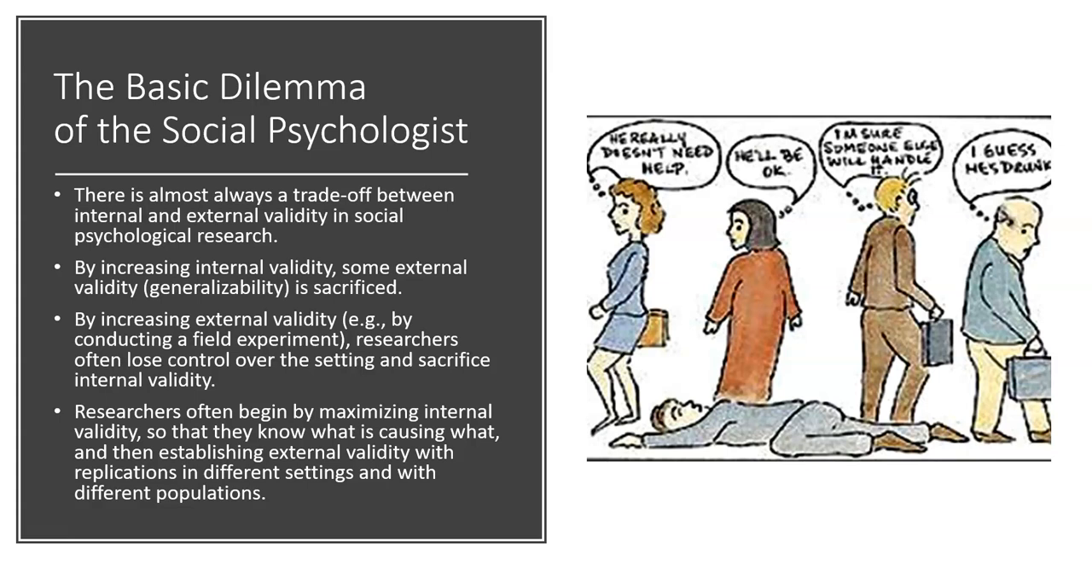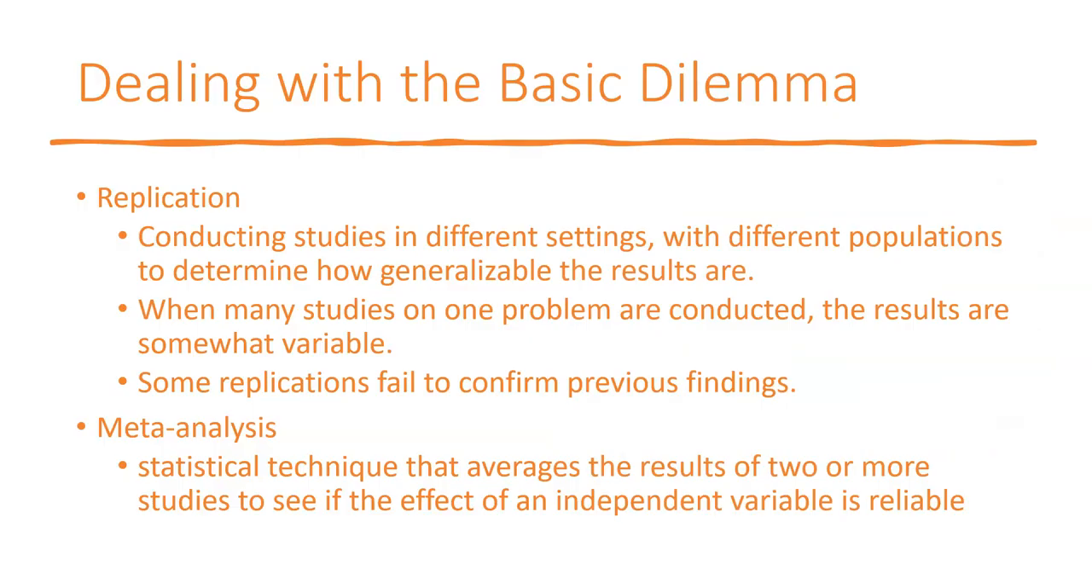So we often begin by maximizing internal validity, establishing what those basic cause and effect patterns are under the most controlled conditions. Then we start testing with different populations, different settings, different field experiences, and so on. So how do we deal with this basic dilemma? There are a number of ways. Field experiments are one of them, but replication is key. You need to replicate your studies in various settings with different populations to test for generalizability.